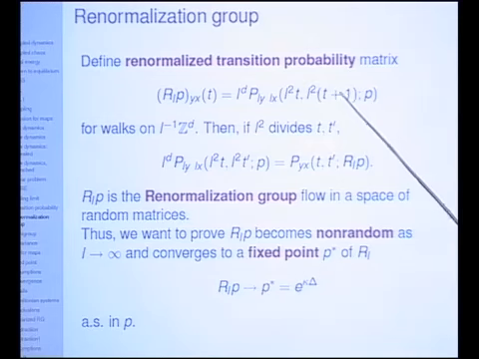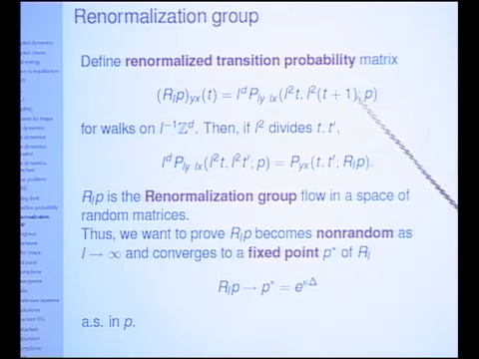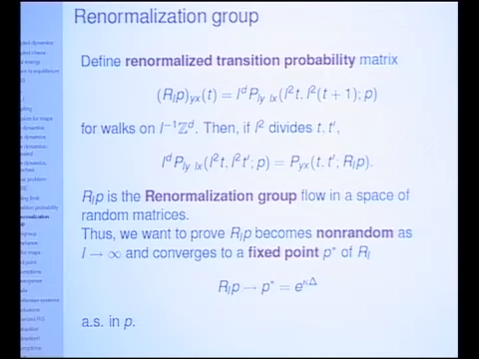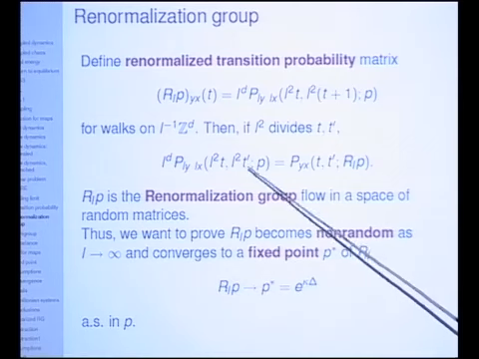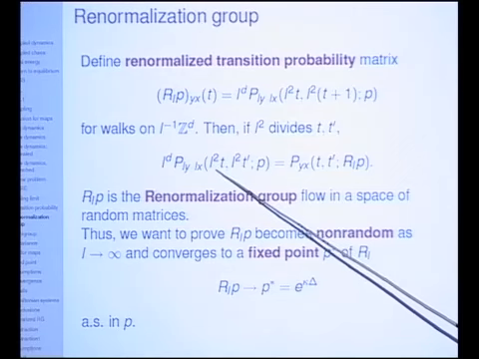So let me give it a name. Call R_L the renormalized transition probability, looking at walks at renormalized times t, which correspond to L squared unit scale times, and you go from Lx to Ly and you multiply by the appropriate volume factor. Call that the renormalization group transformation. That's mapping transition probabilities of a random walk to transition probabilities of a new walk.